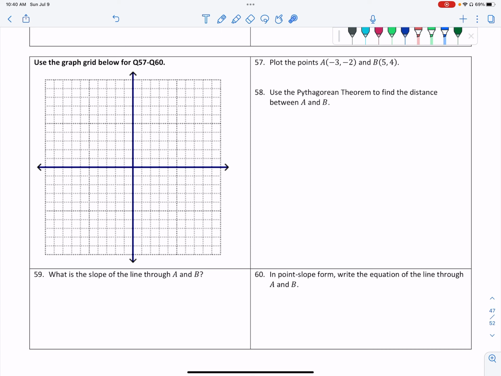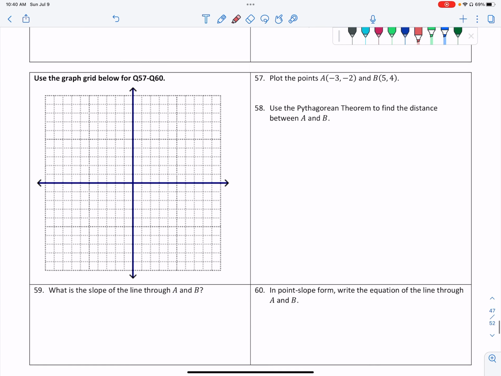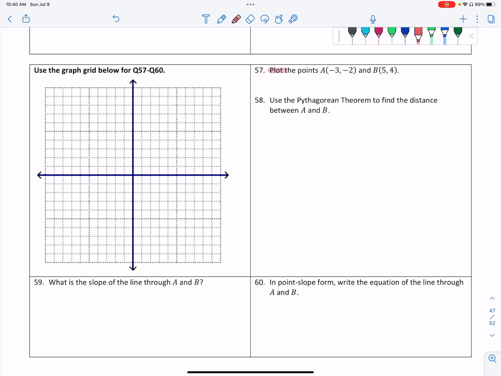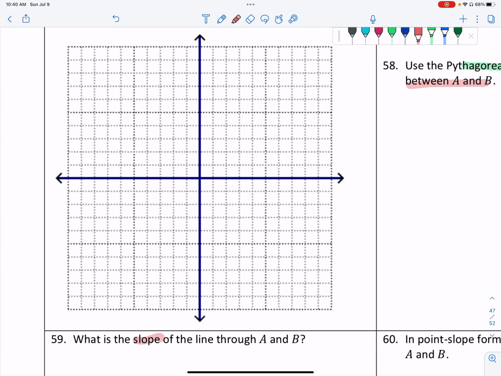Use the graph grid below for question 57 through 60. And you can see the kind of stuff that we're going to be doing includes plotting points, finding the distance between 2 points, and we're doing that with the Pythagorean theorem. We are also finding slope, and we are also writing an equation of a line that's going through this point. So a whole bunch of stuff in the coordinate plane, this thing that's right here.